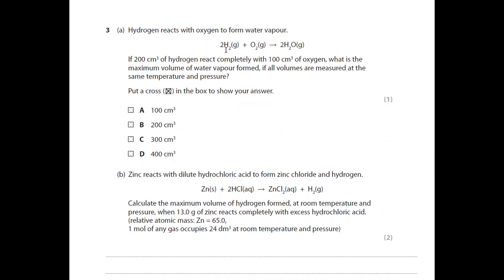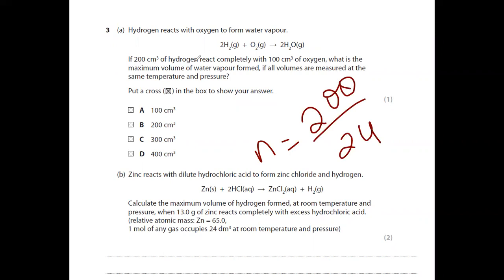Look at the ratio between hydrogen and water. It is 2 to 2, basically 1 to 1 if I cancel it out. So that means the moles of hydrogen will be the same as the moles of water. When you are using the mole formula for gas, you use moles equals 200 upon 24. So you will do 200 upon 24 to get the number of moles of hydrogen.